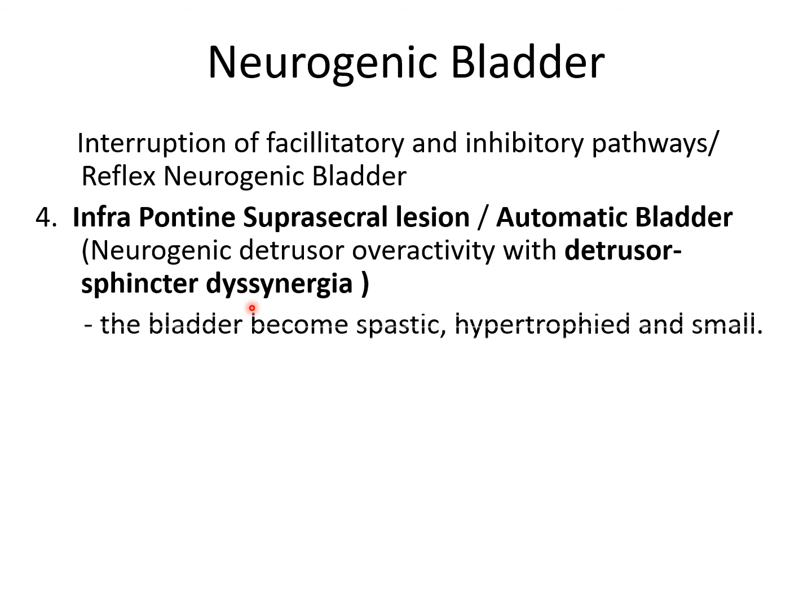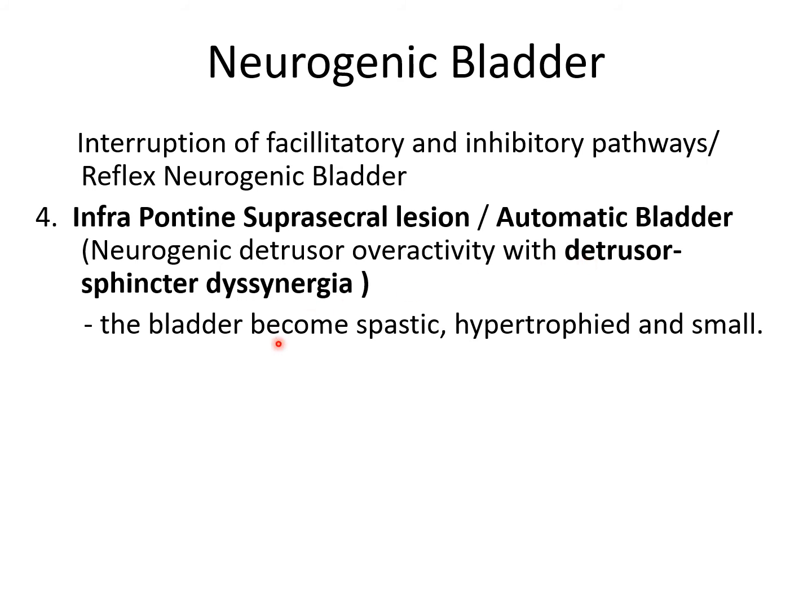So in this type of neurogenic bladder, the bladder becomes spastic. Like any other upper motor neuron lesion, here also the bladder becomes spastic, hypertrophic and small. In addition, as the pons synchronizes the contraction of the detrusor and relaxation of the sphincter, and as this is a lesion below the pons, this synchronization or reciprocal innervation of the pons in detrusor and sphincter is hampered. So there is a dyssynergia, meaning the detrusor is contracting while the external sphincter is also in a contracted state. This is called detrusor sphincter dyssynergia.